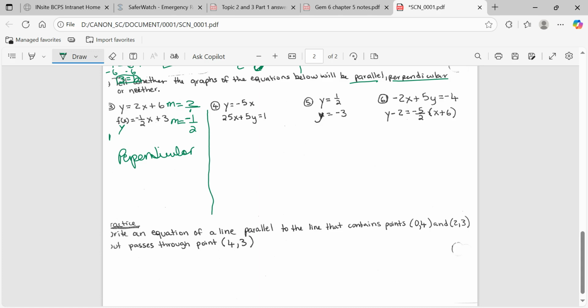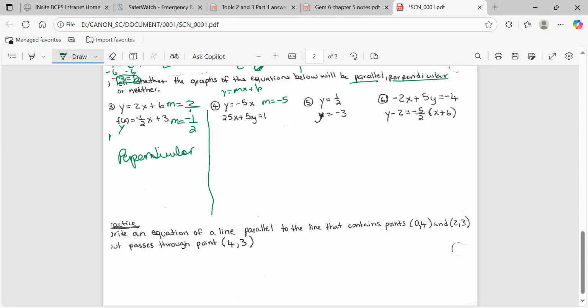Let's look at number 4. y is equal to negative 5x. This looks like y equals mx plus b. Your b is 0, and I could tell that the slope is in front of the x, so my m is negative 5. If I look at the second one, I should notice that it's in standard form, and I can't tell the slope from standard form. I can only tell the slope from two forms, slope-intercept and point slope, because both of those have the word slope in them. Standard has no word slope. I cannot tell slope from standard form.